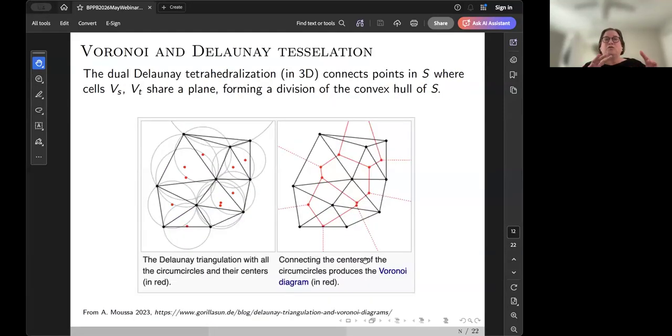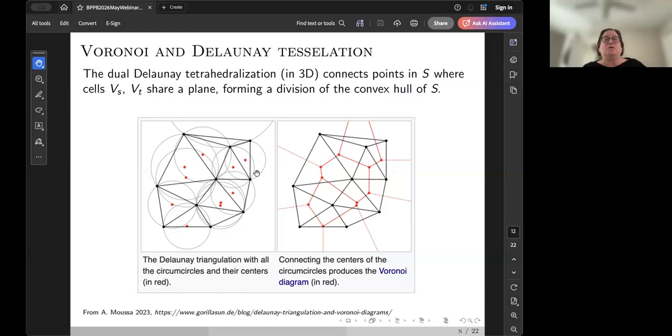So that dual Delaunay tetrahedralization in 3D connects points in S where the two Voronoi cells share a plane, as in there's a line dividing them, and along that line dividing them, I'm equidistant between the 2 points that are contributing there.